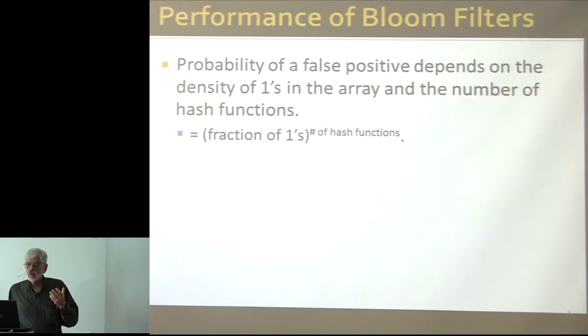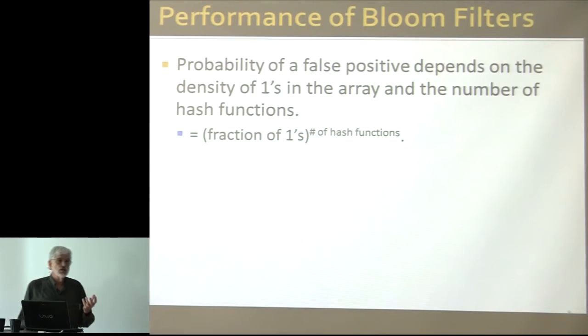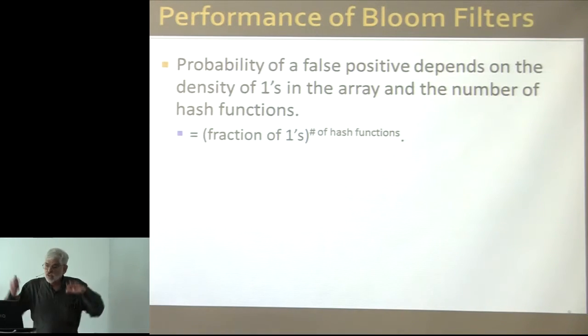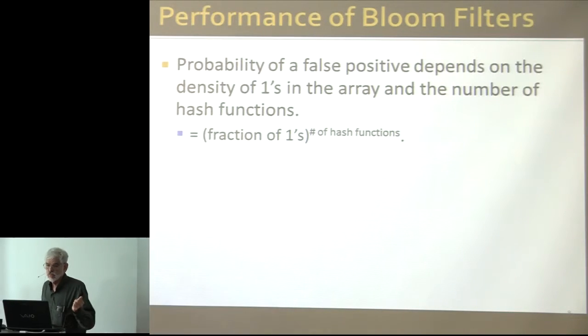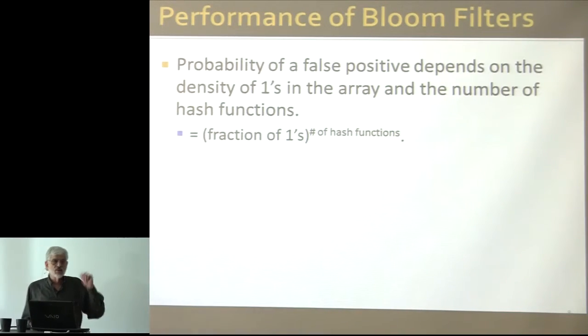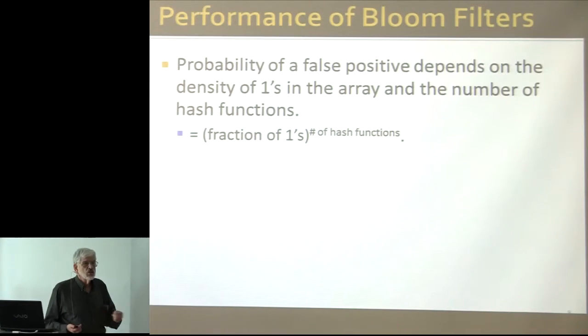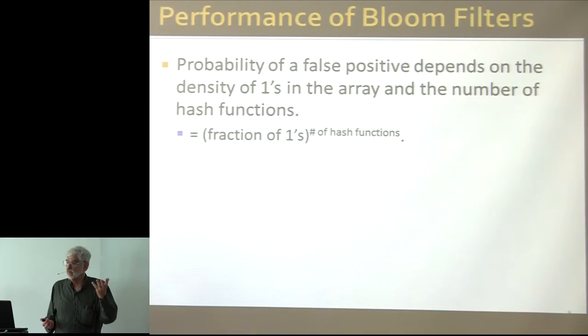So I'm saying the probability that a given element is a false positive is the fraction of the array that's 1s raised to the power of the number of hash functions, because we assume the hash functions are independent. So you've got that number of independent events, each of which occurs with the probability that is the fraction of the 1s.